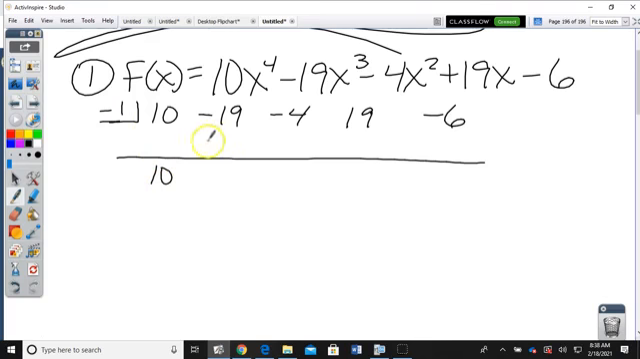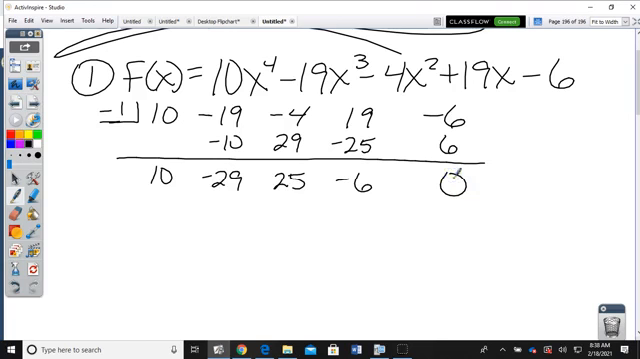Multiply -1 times 10, you get -10. Get -29 when you add those 2 numbers up. Times -1 will be +29. -4 and 29 make 25. Multiply that times -1, we get -25. 19 and -25 make -6. -1 times -6 is +6. And we get a remainder of 0, which is what we wanted to get. If you don't get a remainder of 0 here, something is wrong, because you should get a 0.